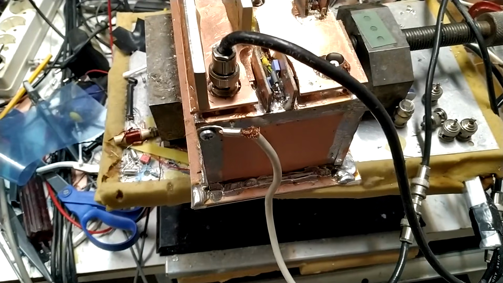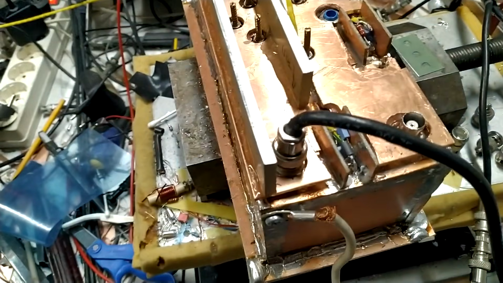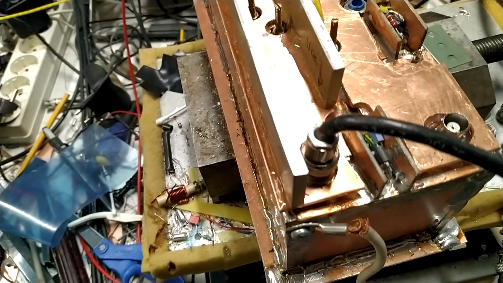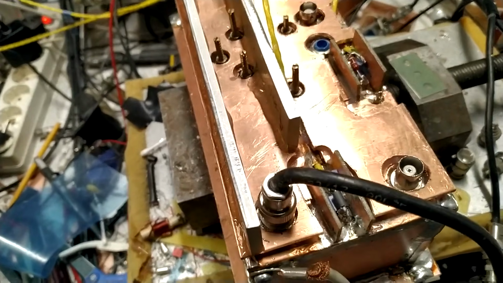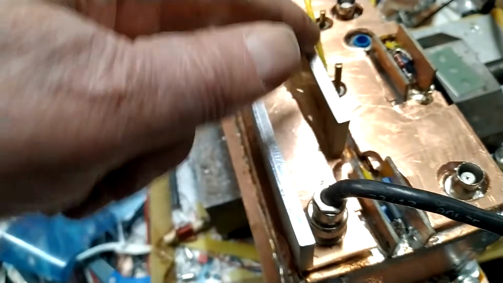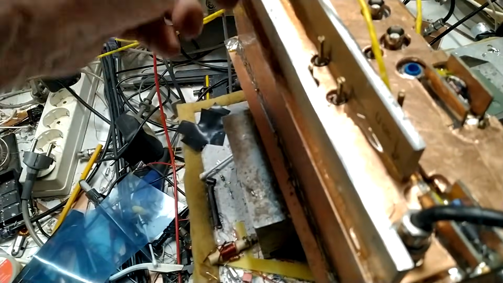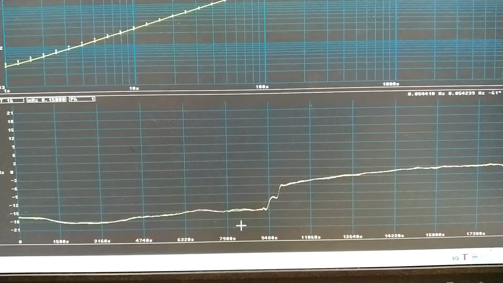I have added 6 millimeters of copper on top of the box: 4 layers of 1 millimeter and the final layer of 2 millimeters. And then I have added cooling flanges from 6 millimeter aluminium. First I added this one, and then I added the outer one, this one. And the last step had a profound effect.